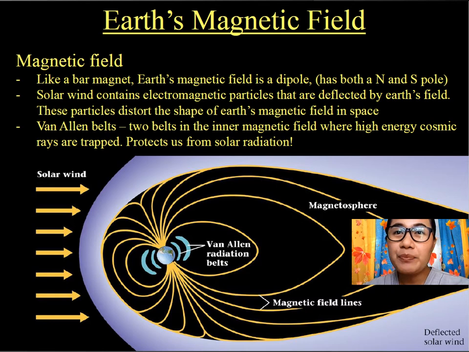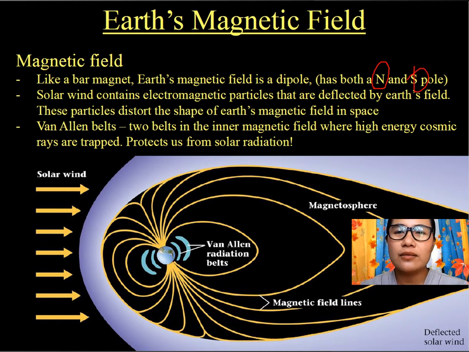So the Earth, having a magnetic field, is just like a bar magnet. Kanang gahi nga magnet ba nga rectangle? Mura ra sad nag-ingon ana si Earth. Naa siyay north pole, naa sad siyay south pole. So naa siyay north nga polarity, naa sad siyay south nga polarity, just like a regular magnet.